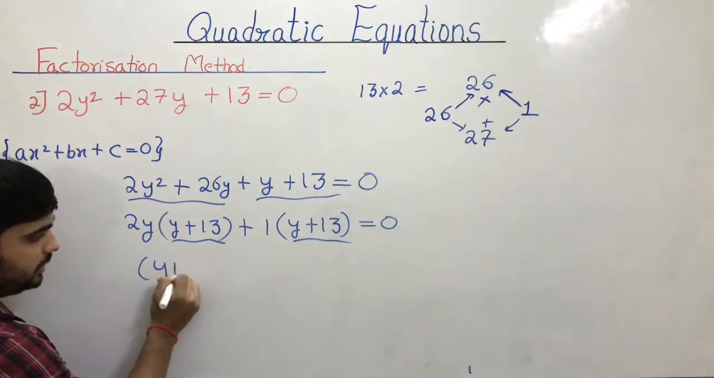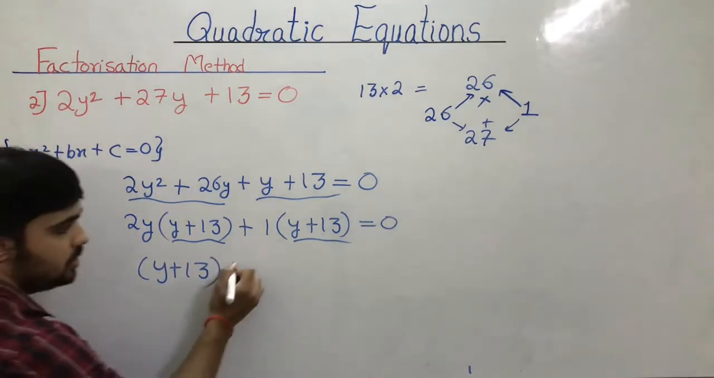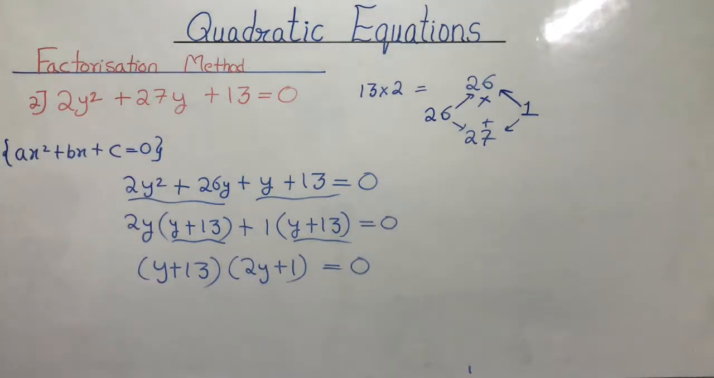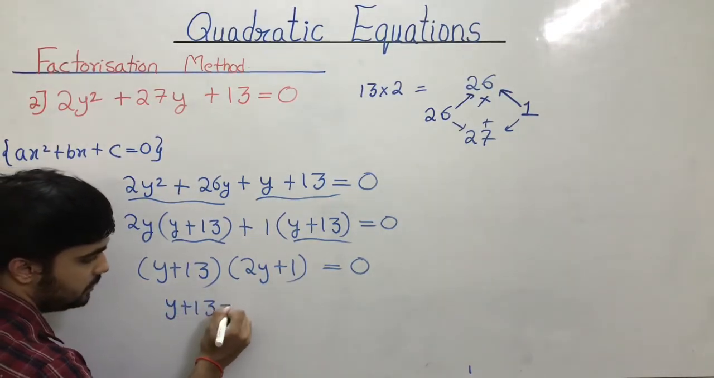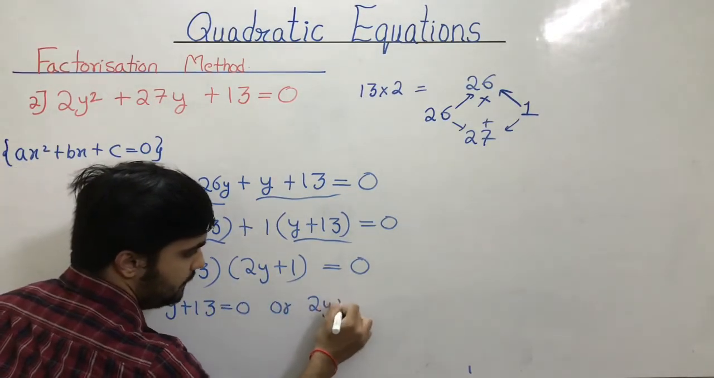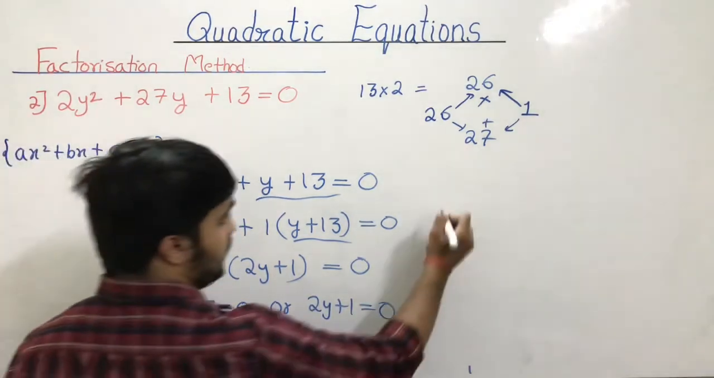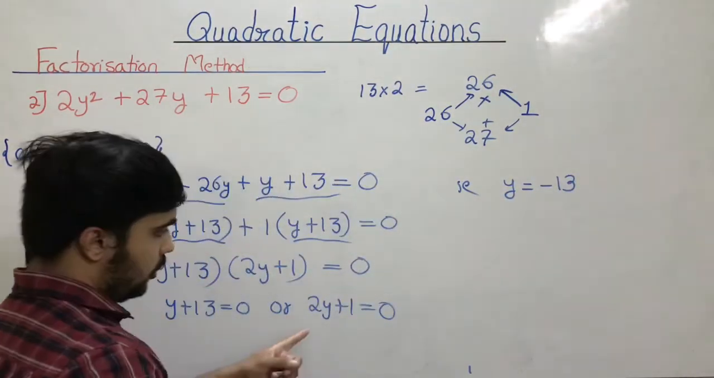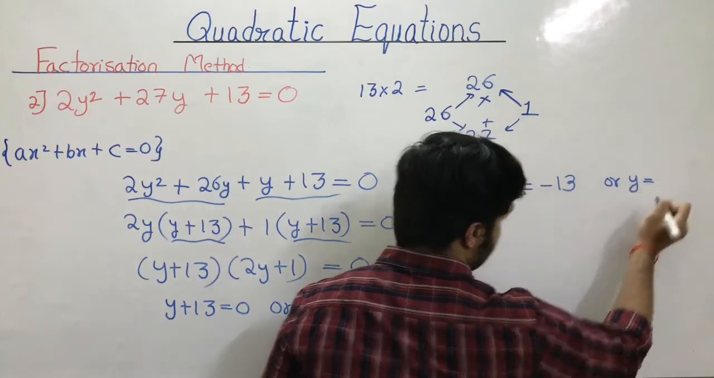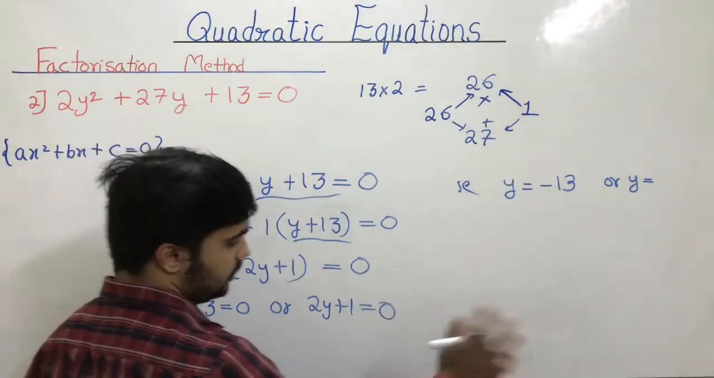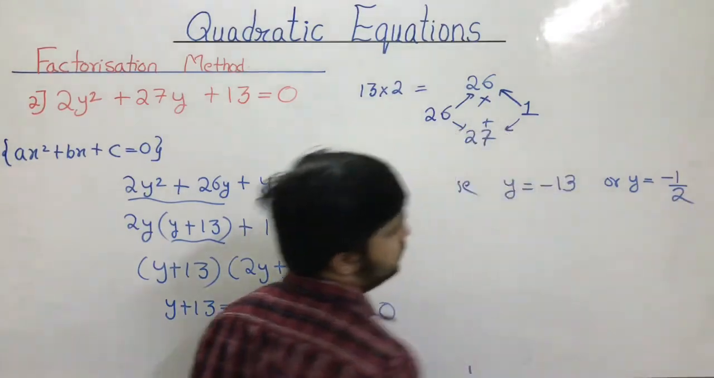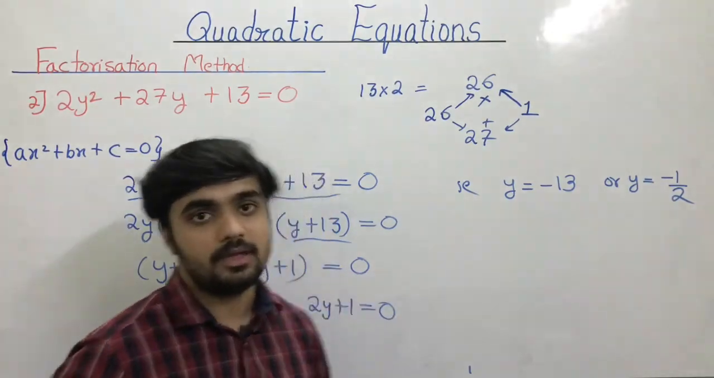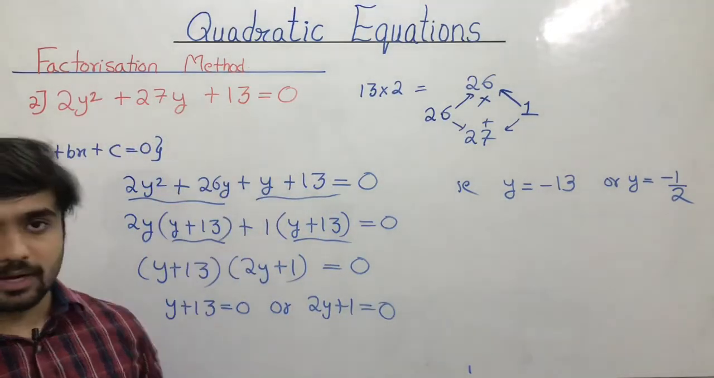So we'll take y plus 13 common and what is left is 2y plus 1. So this is equal to 0. So we can write y plus 13 is equal to 0 or 2y plus 1 is equal to 0. That is, we can write y is equal to minus 13 or y is equal to, so this one will be minus 1 on this side and 2. So this will be minus 1 by 2. Hence we can say that y is equal to minus 13 or y is equal to minus half are roots or solution of given quadratic equations.